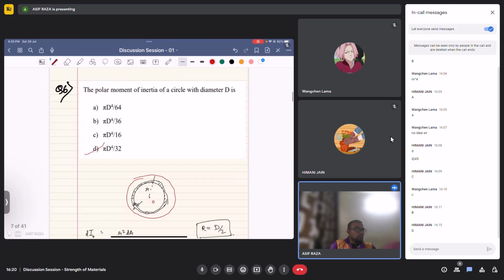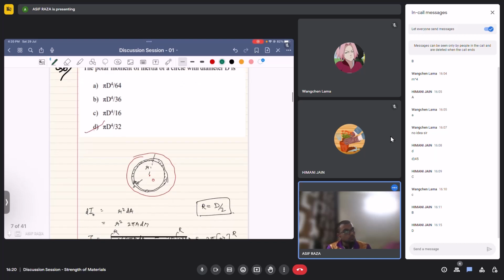What if I ask what would be the moment of inertia about the axis running through the plane? I mean, this polar moment of inertia is about this axis which is out of this plane. So what if I ask this, suppose this x. So what would be Ixx?